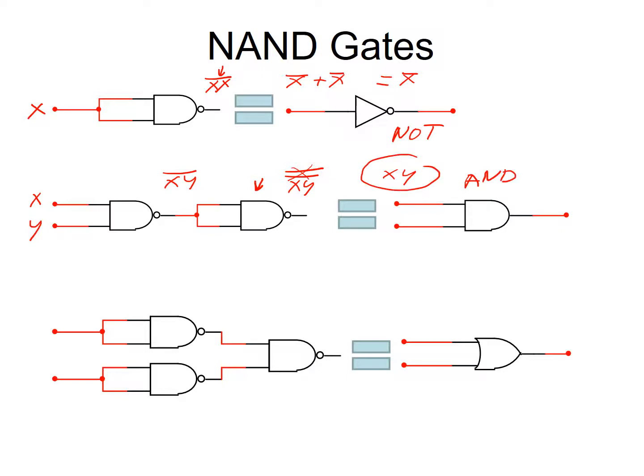At the bottom, I'm using 3 NAND gates to build myself an OR gate. Let's just quickly see how that works. Coming out of here, I have not X. Coming out of here, I have not Y. Then I'm NANDing them one more time. So that gives me not X, not Y, ANDed together with a bar over it, which I can split up using De Morgan's. So that gives me not not X or not not Y, which of course is the same thing as just X or Y. So here I have built myself an OR gate out of 3 NAND gates.